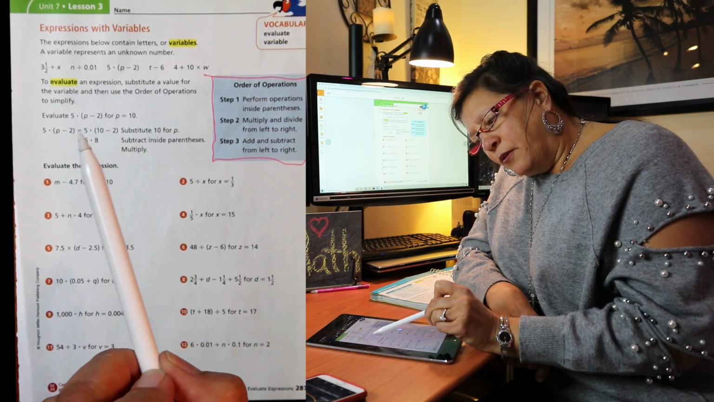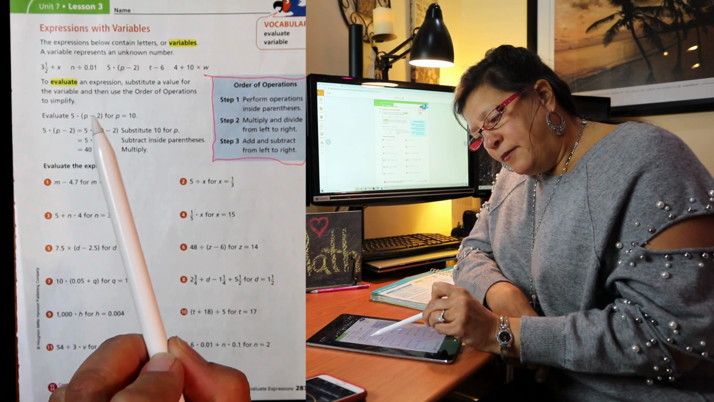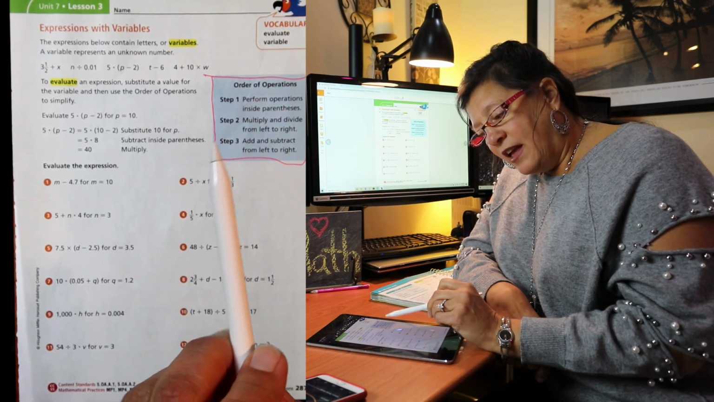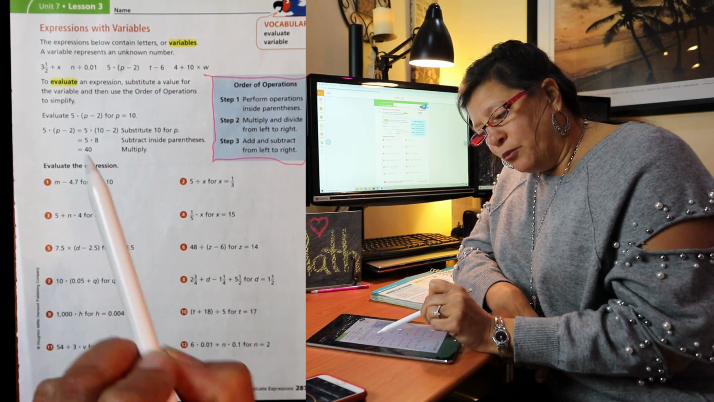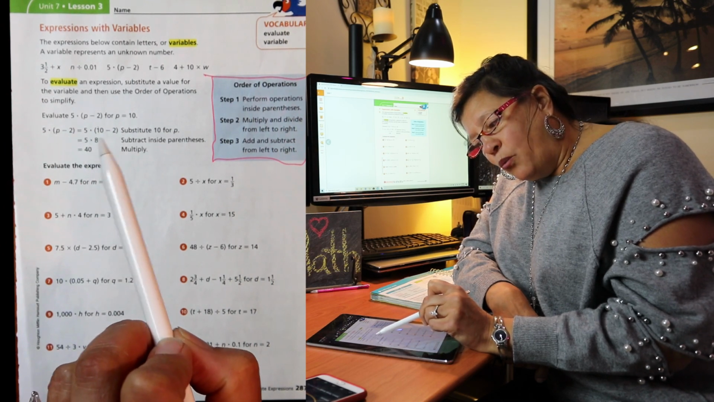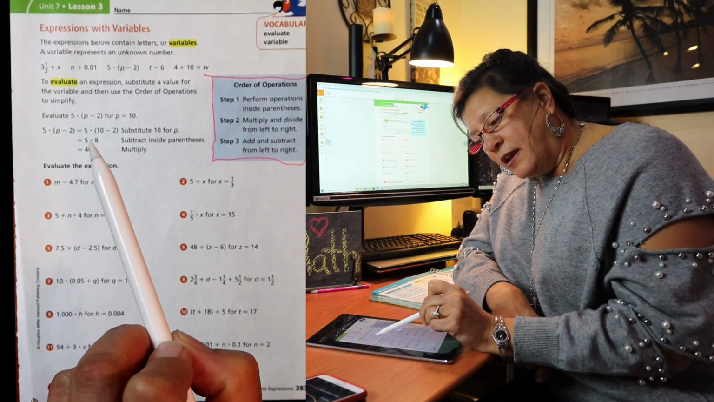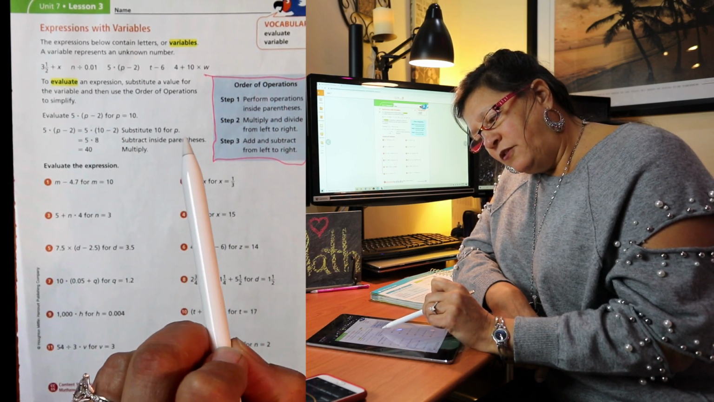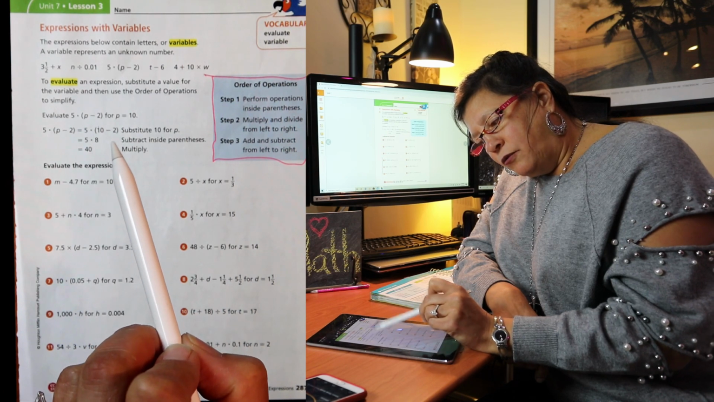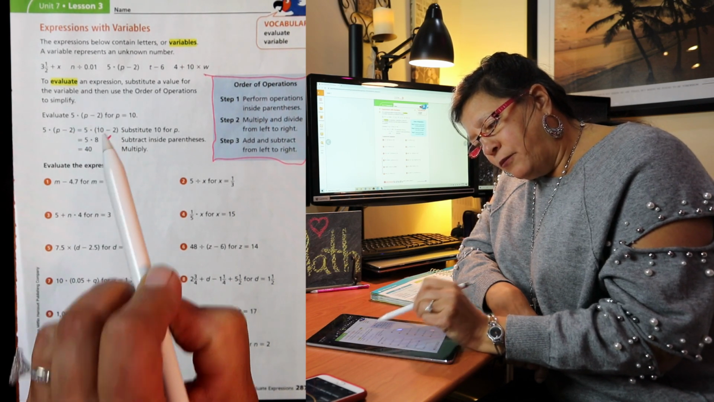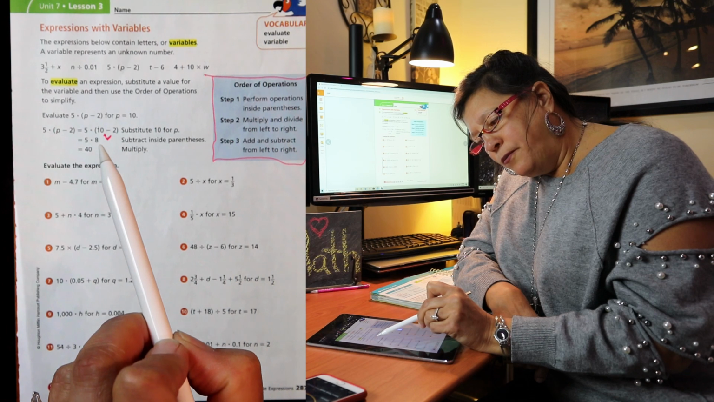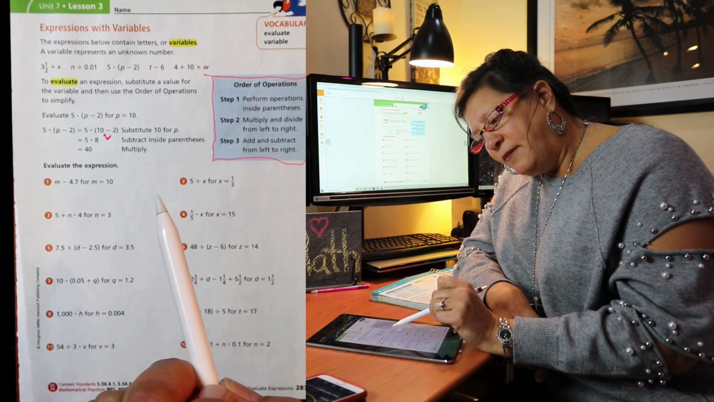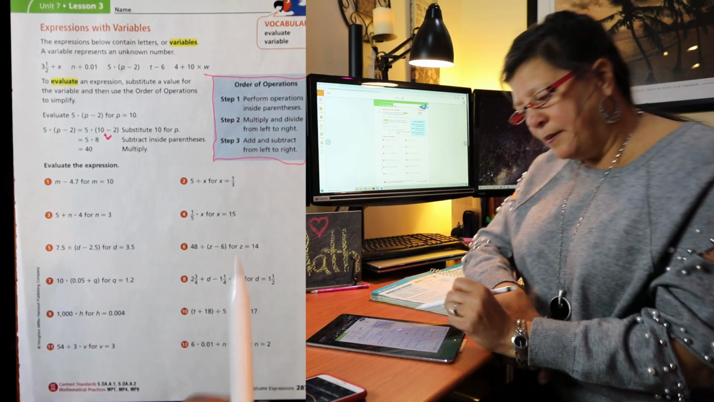Okay, for example, evaluate 5 times (p minus 2), again that's in parentheses, for p equals 10. Well, it tells us what p is, so we're just going to rewrite it with the 10 in place of the p. So now you have 5 times (10 minus 2). Substitute 10 for the p, and then you do 10 minus 2 first. Again, we'll use our little caret to show what we did. That's how we get the 8. Subtract inside parentheses. Now it's 5 times 8, and then you multiply.